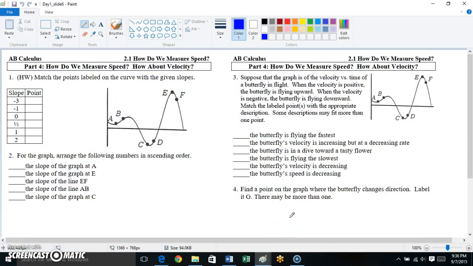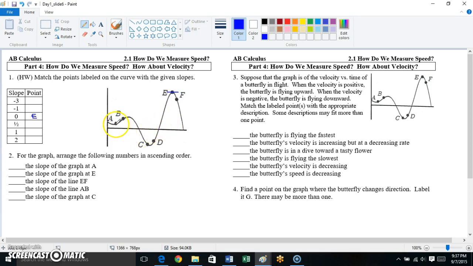Okay, we're getting there. So now we're going to take a look at some examples using graphs and evaluating velocities. All right, it says match the points labeled on the curve with the given slopes. So again, think about drawing a tangent line to the curve at the particular point. So if I look at E, for example, it looks like it's right at the top. My tangent line has a slope of 0. I'm going to think that at point E, that graph has a slope of 0.